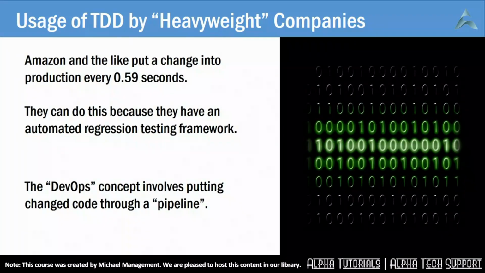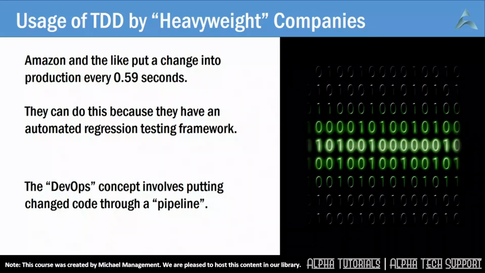Companies like Amazon put a change into production, on average, every 0.59 seconds. Compare this to the traditional SAP release cycle for your custom code. That could be twice yearly or quarterly. Even then, the testing effort is enormous and things usually go horribly wrong, requiring emergency fixes and the like. How come they, the Amazons of the world, can change their production system all the time, and we can't?